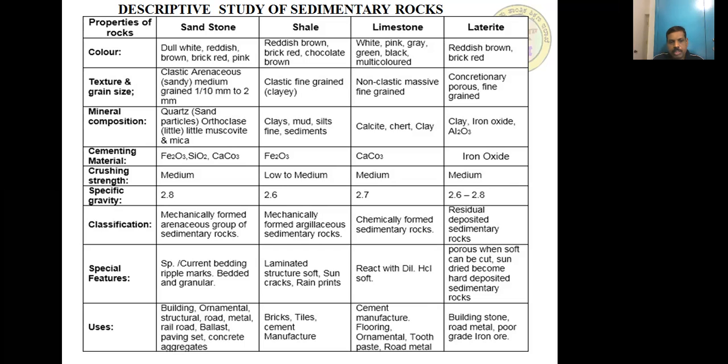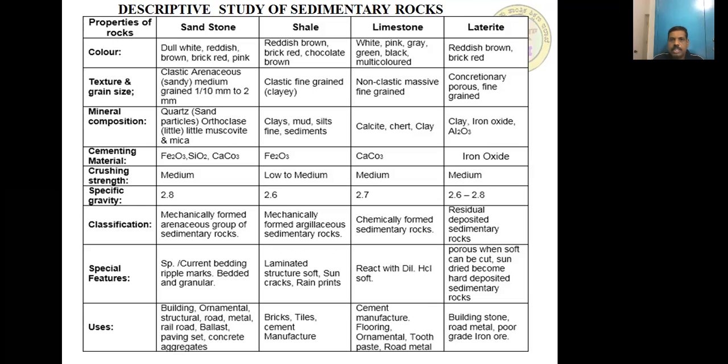Special features: normally sandstone shows some important structures. It may be current bedding, ripple marks, graded bedding, and granular bedding. Coming to uses, sandstones are normally used as building stones. They are also used as ornamental stones, structural stones, and road metals. They are used for railway ballast, paving stones, concrete aggregates, etc.